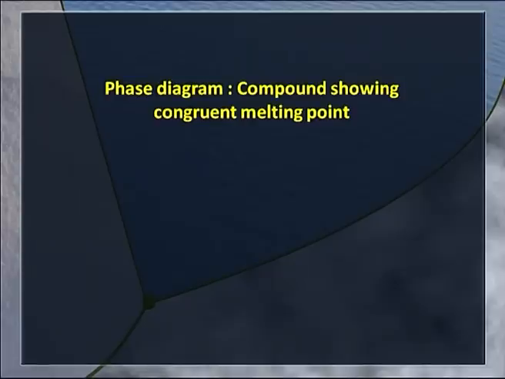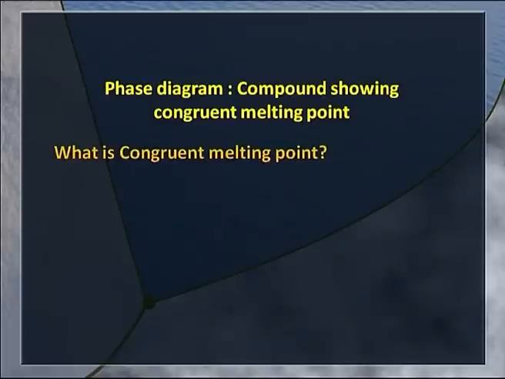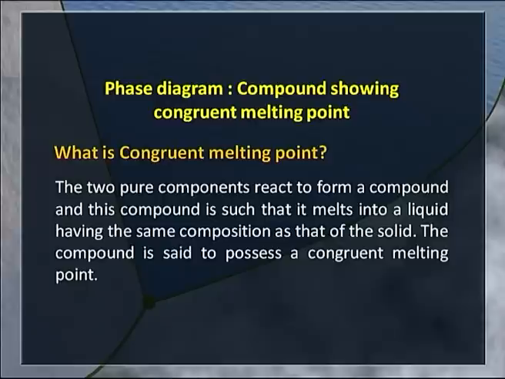Let us look at the phase diagram showing the congruent melting point. For that, we must know what is congruent melting point. The two components of the system, if they react to form a compound, and the compound that is formed has a mole ratio that is fixed, and if that compound can be heated so that it can be melted, and the melt formed has the same composition as that of the solid from which we started, such compounds are said to possess congruent melting points. And how do they form the compound?